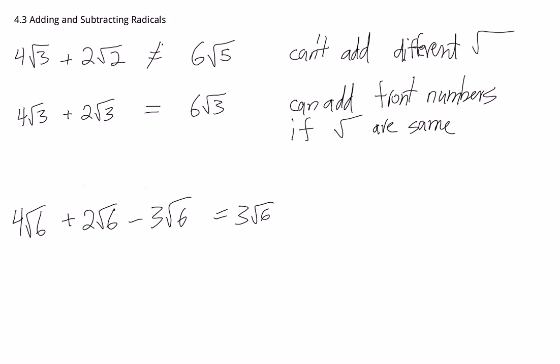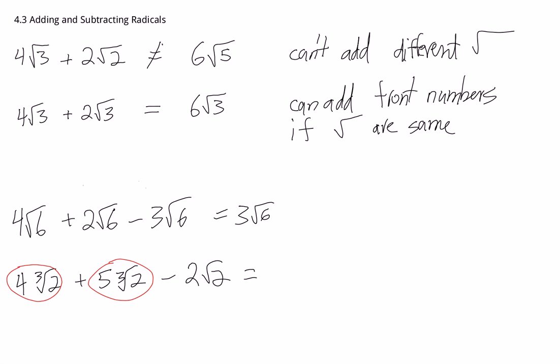And like I said, as long as the roots are the same, we could do 4 cube root of 2 plus 5 cube root of 2 minus 2 square root of 2. In this case, we've got to be careful because they're square roots and cube roots, so these two can go together, because they're both cube root of 2, but the last one can't. So we just put the first two together, so you'd have 9 cube root of 2 minus 2 square root of 2, and you just leave your answer like that.